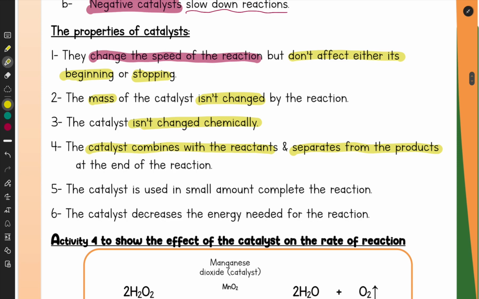Number 5, the catalyst is used in a small amount. Just a small amount is perfect to complete the reaction. Number 6, the catalyst decreases the energy needed for the reaction.